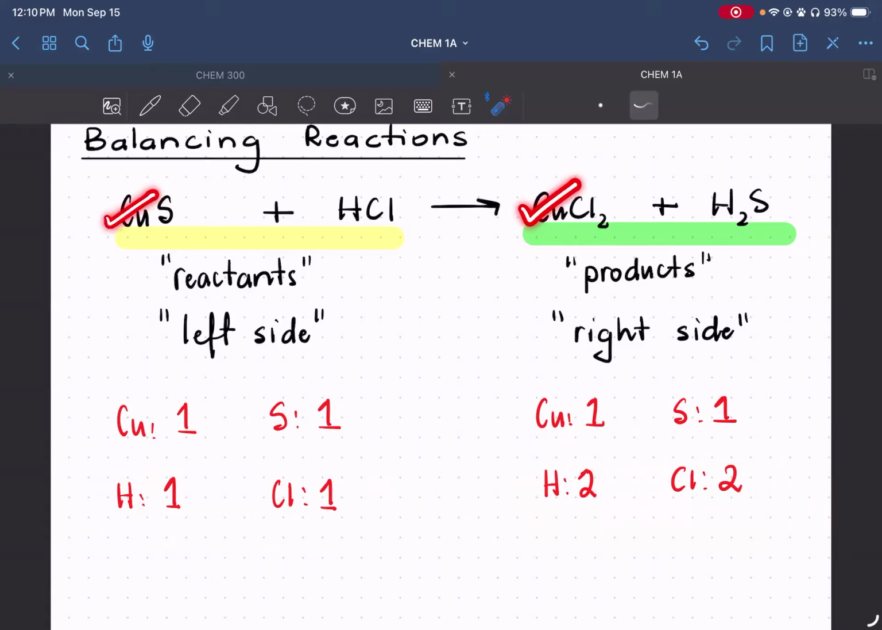There's 1 on the left, 1 on the right. So I just put a little check mark. There is 1 sulfur on the left, 1 sulfur on the right. There's a check mark right there. Okay, now we see hydrogen. There's only 1 hydrogen on the left, and there's 2 hydrogens on the right. This is clearly a situation that's unbalanced. So to balance it, we are going to put a 2 in front of the HCl.